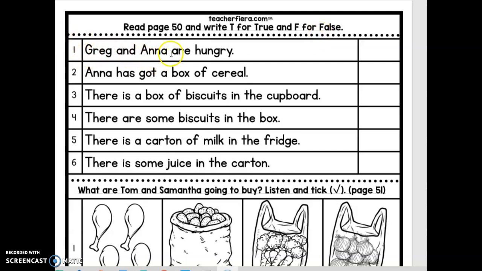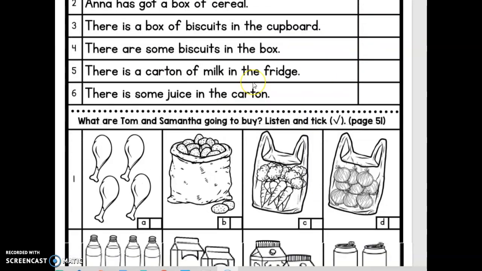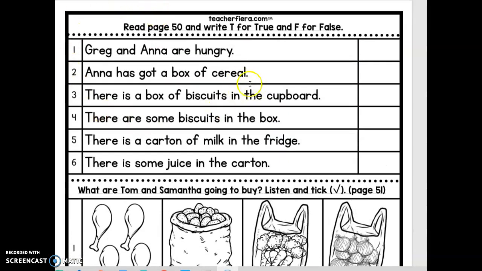Greg and Anna are hungry. Okay, so based on the dialogue that you have read on page 50, you have to write whether it's true or false. Okay, this is the first exercise. Miss Anna wants you to write. Tak nak print. Write this in your English 1 book. If you don't have your English 1 book, you can use your English 2 books.